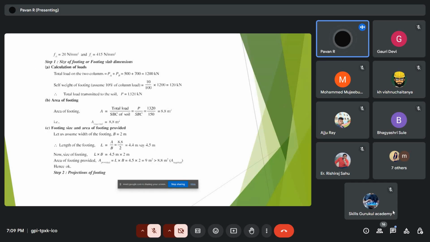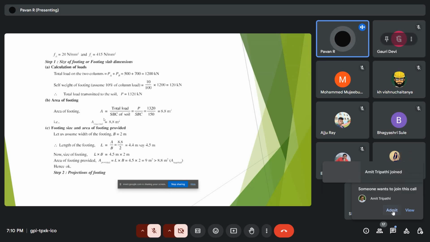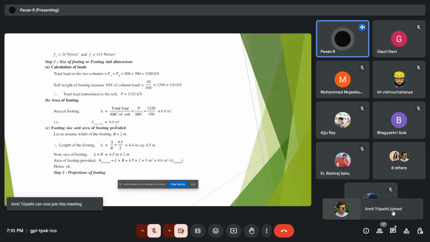First we calculate the loads, that is PA plus PB, 500 kilonewton plus 700 kilonewton, that is 1200 kilonewton. We increase the load by 10% for the self weight of the footing, which comes out to be 120 kilonewton, and the summation is 1320 kilonewton. We have to find the area of the footing, that is P, 1320 kilonewton, divided by the SBC that we have taken. So we get around 8.8 meter square of area required for the footing to transfer the load.